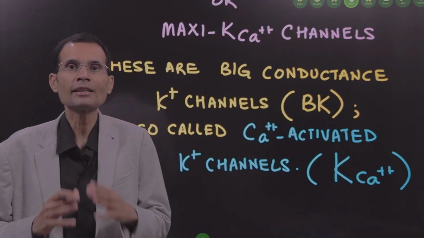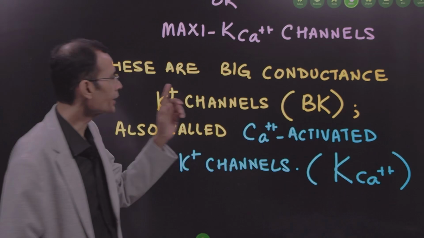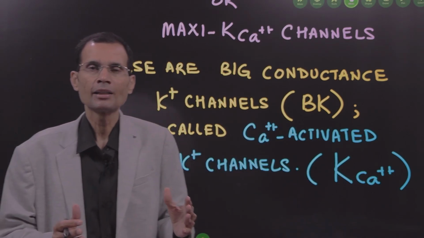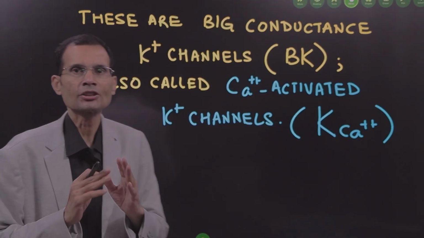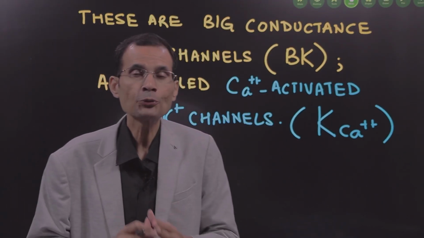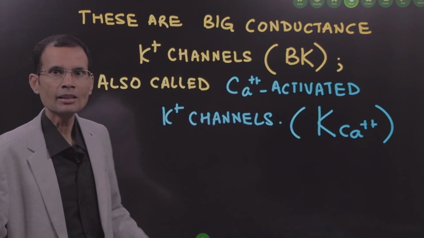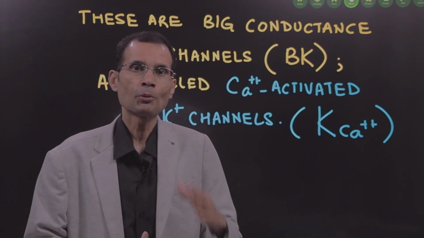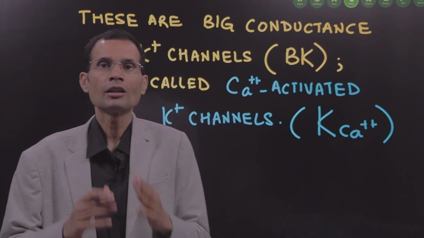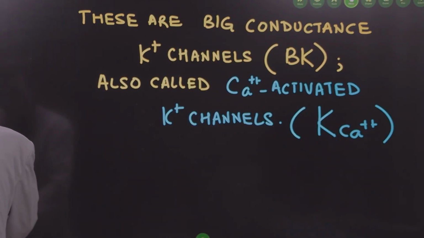Now this is the simpler term, big conductance potassium channels. So BK, this is the BK channel, also called calcium activated potassium channels. So now you can understand, this is a little simple. It's a potassium channel, but it is activated by calcium. So potassium efflux can occur only when the calcium level increases inside the cell. Let's see how it works.